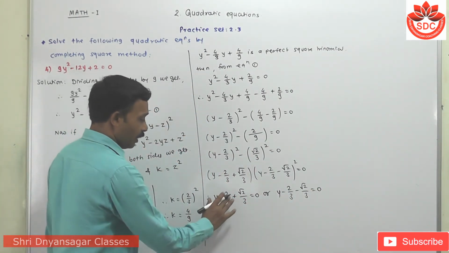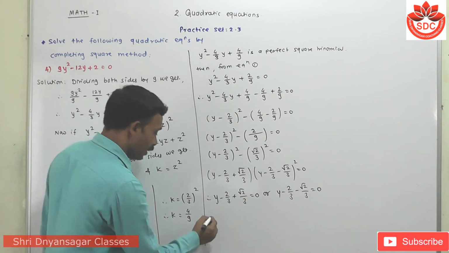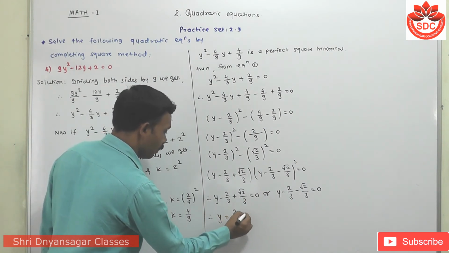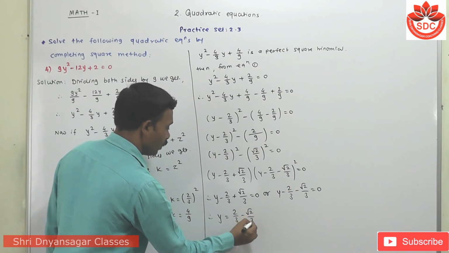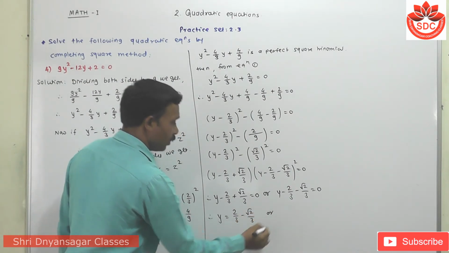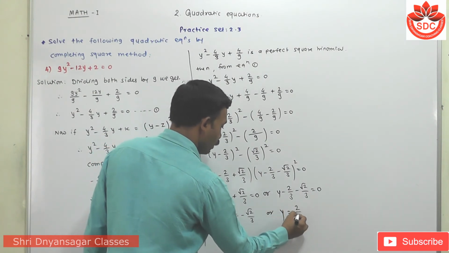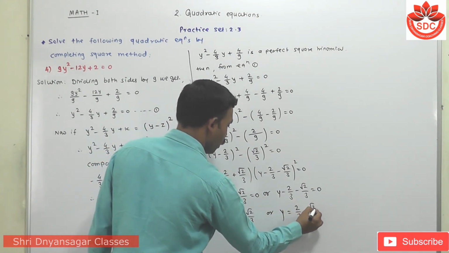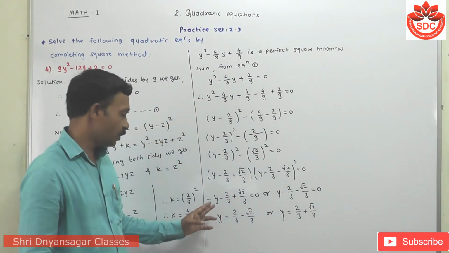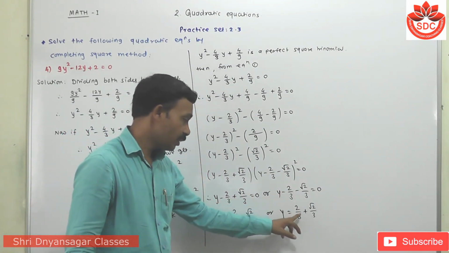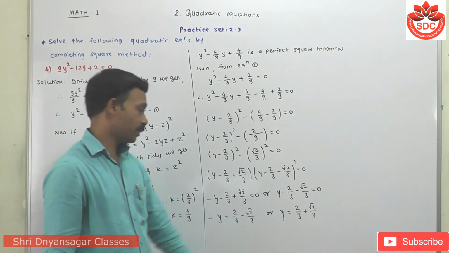Now then we transpose to the other side, we get that. Therefore y is equal to plus 2 upon 3 minus root 2 upon 3, or y is equal to plus 2 upon 3 plus root 2 upon 3. Can you understand this transposition? This minus converts as plus, plus converts as minus. This minus, plus, and minus also plus.